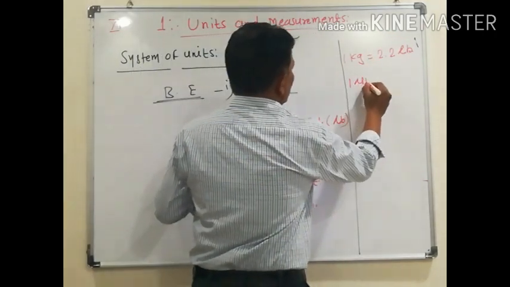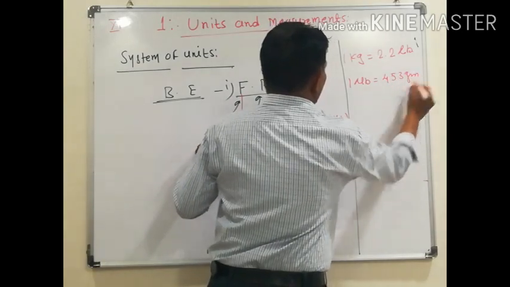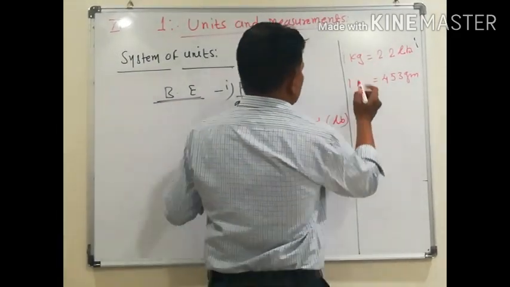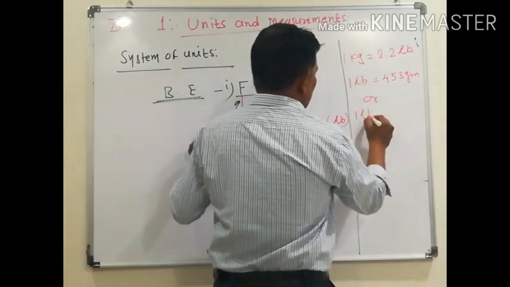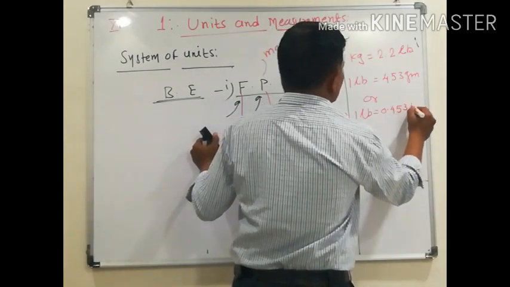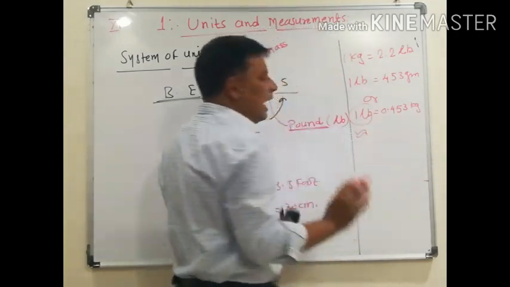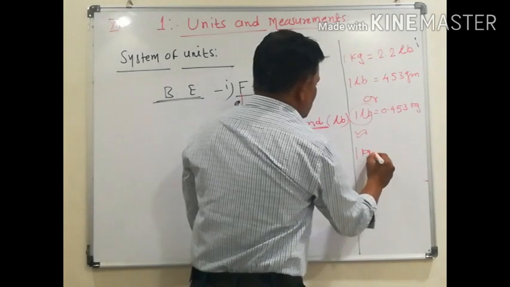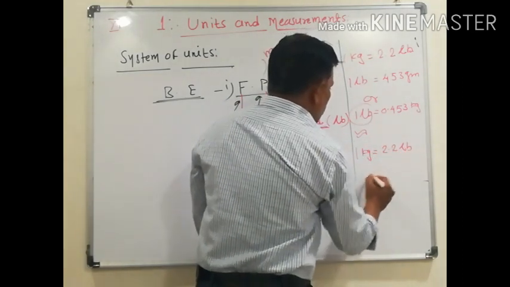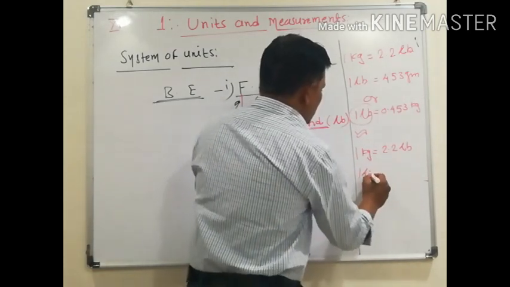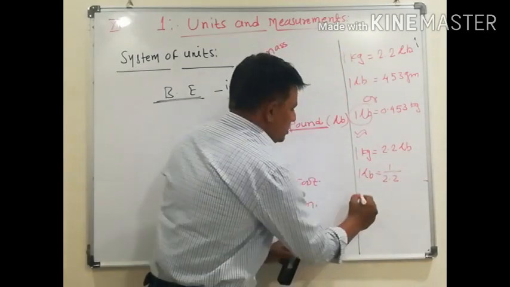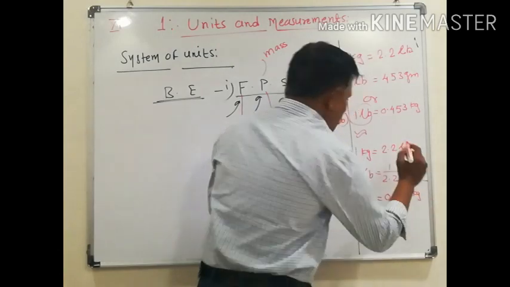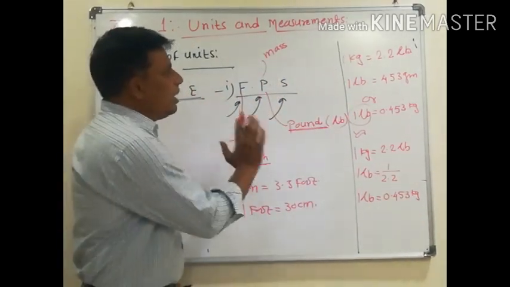lb, or 1 pound is equal to 453 gram, or 1 lb is equal to 0.453 kilogram, meaning approximately half a kg. We can work this out: 1 kg is equal to 2.2 lb, then 1 lb is equal to 1 divided by 2.2. Whenever you calculate this, 1 lb is equal to 0.453 kg. Okay, this is the relation between mass and pound.